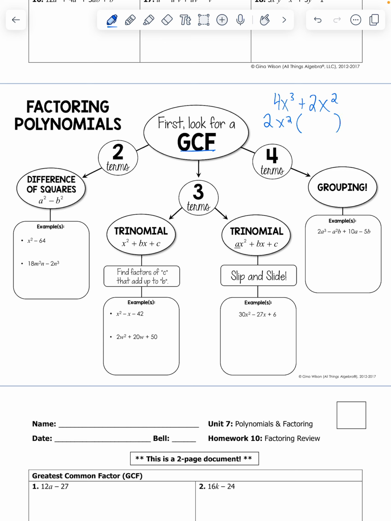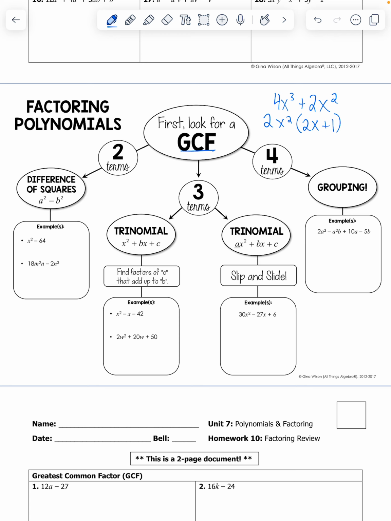I'm then left with a set of parentheses, and I just basically divide all of the terms by the number that's out front here. So 4x to the third divided by 2x squared. 4 divided by 2 is 2. X to the third divided by x squared is just x. And then 2x squared divided by 2x squared is just going to end up being plus 1. So first and foremost, always look for the greatest common factor.